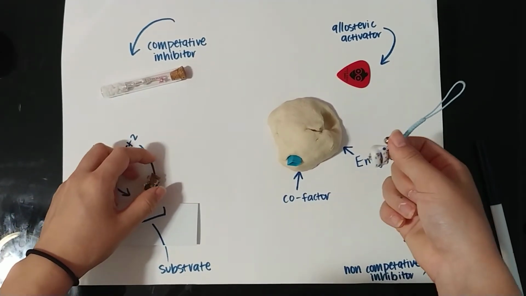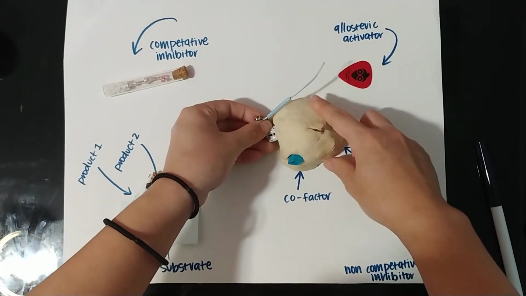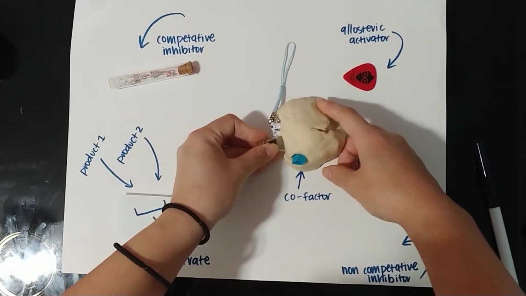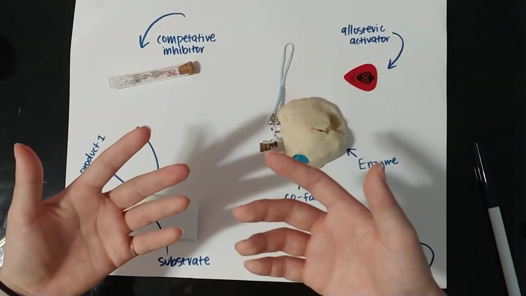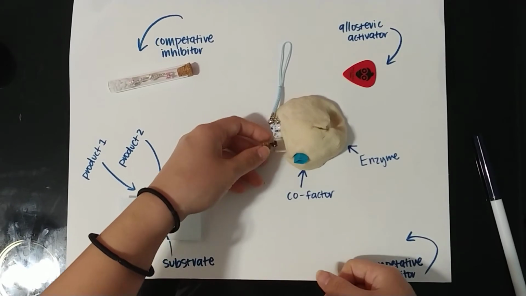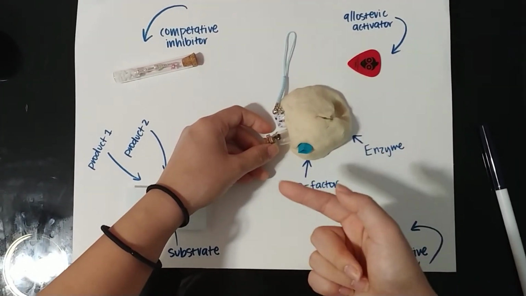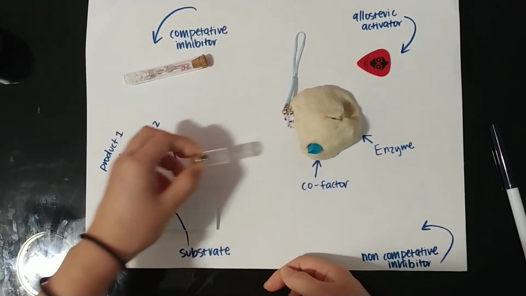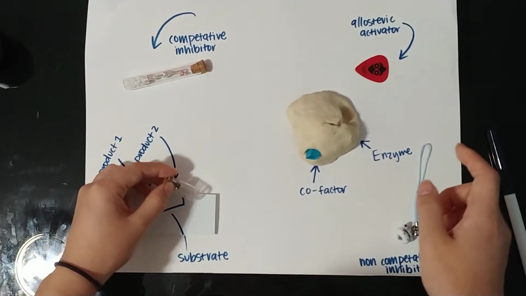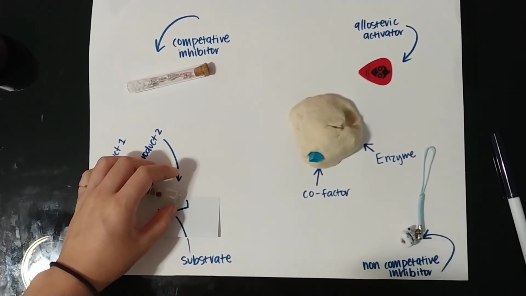There are also cases where the non-competitive inhibitor can bind to the active site, but it is the same case. The substrate can also bind, but there's no reaction that is catalyzed. Therefore, the only action that both the substrate and the non-competitive inhibitor can take is to unbind from the enzyme, but there are no products or no reaction that is catalyzed. And that is it.